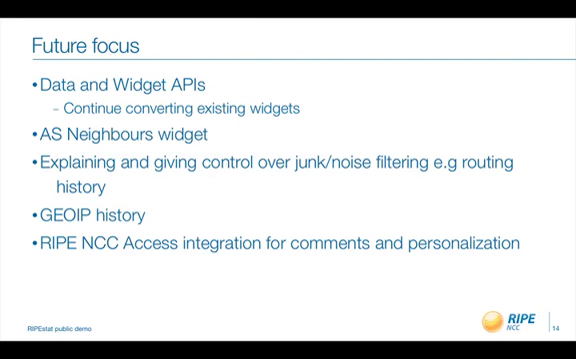Improving the AS neighbors widget, so that's the things that I mentioned before, adding extra visualizations, explaining and giving control of junk and noise filtering. For example, in routing history widget, we're doing some filtering on what we consider to be junk in the background, but we're not explaining what that filtering is, which could mean that you don't see things that you expect to be seeing. So what we want to do is present the option in the form of a tick box or something like that, and also explain our methodology so people can choose whether or not to have this filtering.